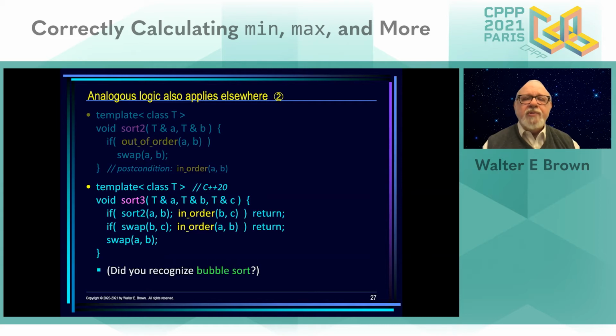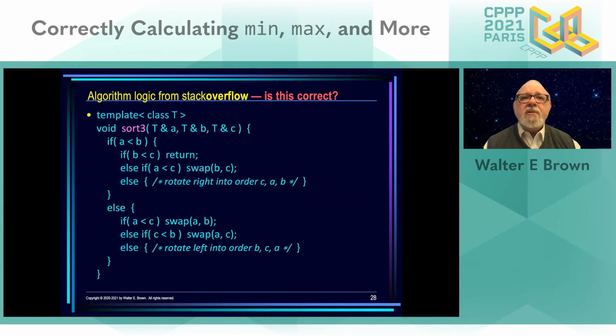So after I wrote this, I went online to have a look to see how other people might have coded this sort3 algorithm. And on Stack Overflow, I found this. And I was sort of taken by its complexity. If I were to ask the question, is this correct?